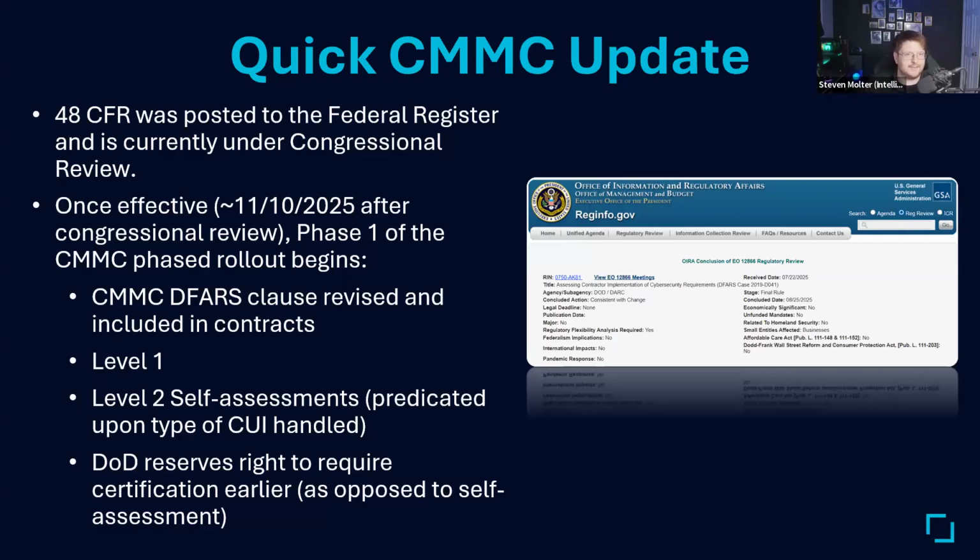And then, as everybody knows, and as guys like James Goepel have made very clear, and I really appreciate him saying this, the DoD does still reserve the right to incorporate requirements earlier than what the phased rollout may stipulate. So that's a quick update on the 48 CFR. Jared, you want to go to the next slide?